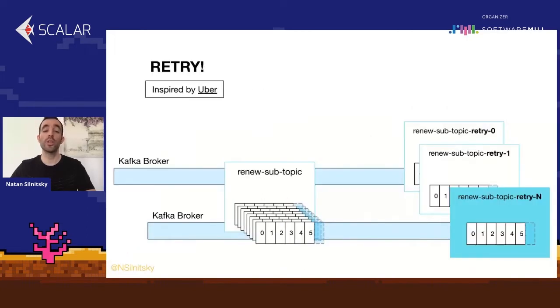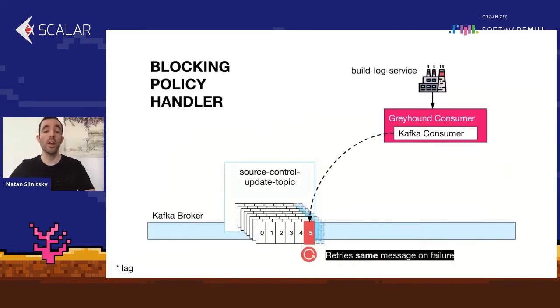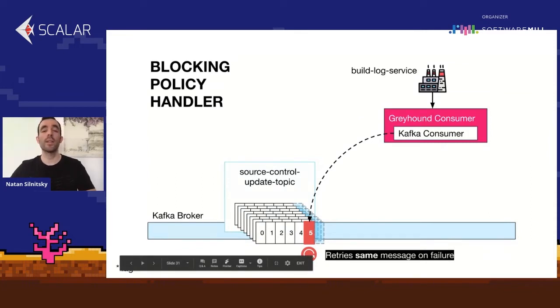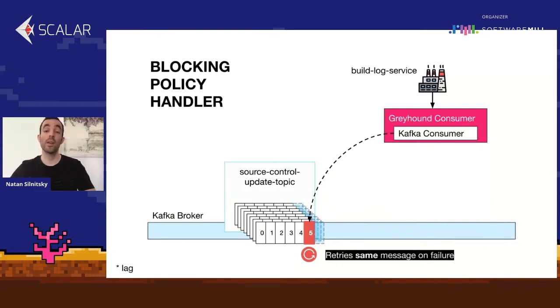If you have a situation where you have to have ordered processing, for instance, you have a topic that scans the latest GitHub commits, so you want to handle them in order but you do want to handle errors, for that we set up a blocking policy in Greyhound where it will simply keep retrying the same message on failure again and again. While this guarantees order, it may introduce a lag between the producer that keeps producing messages to these partitions and the consumer that is stuck on a single message.